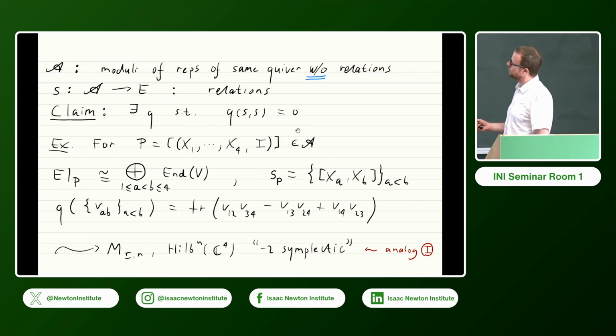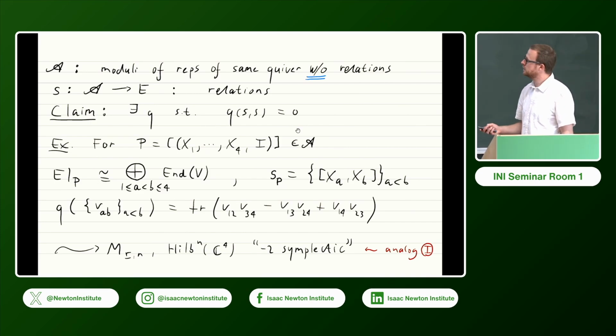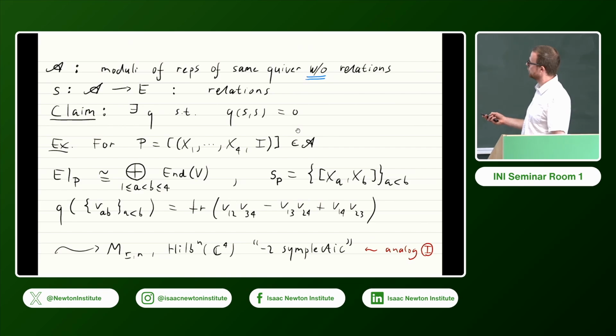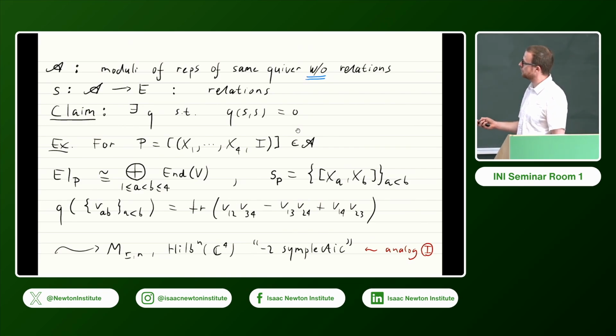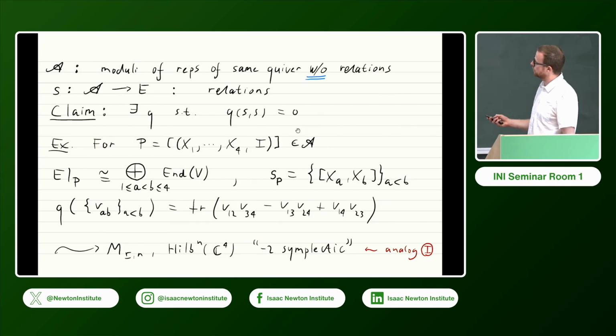So for the Hilbert scheme, remember, a representation without the relations is just a tuple of four matrices and a vector I. So what are the relations? The relations were just the commutators between the matrices. So our section over this point is just all the commutators. And where does this live? This lives in 6 copies of the endomorphism algebra of V, so the direct sum over a smaller than b of End V. Okay, so that's the easy part.